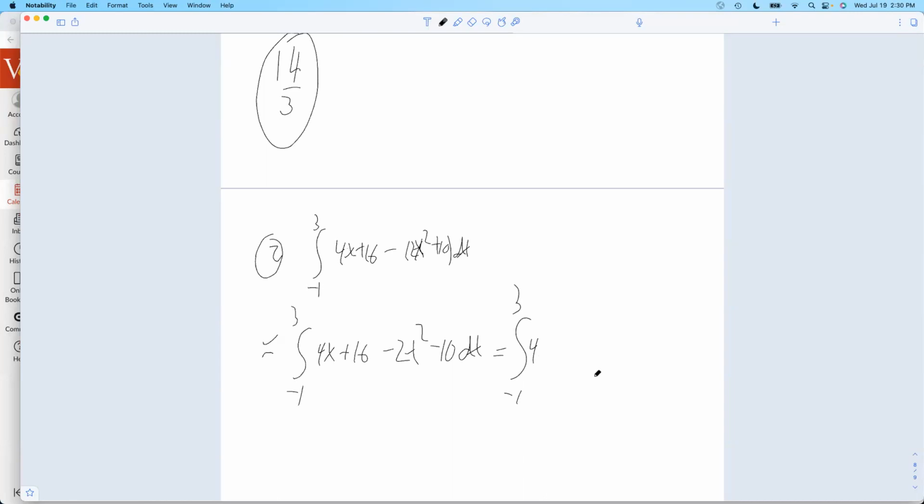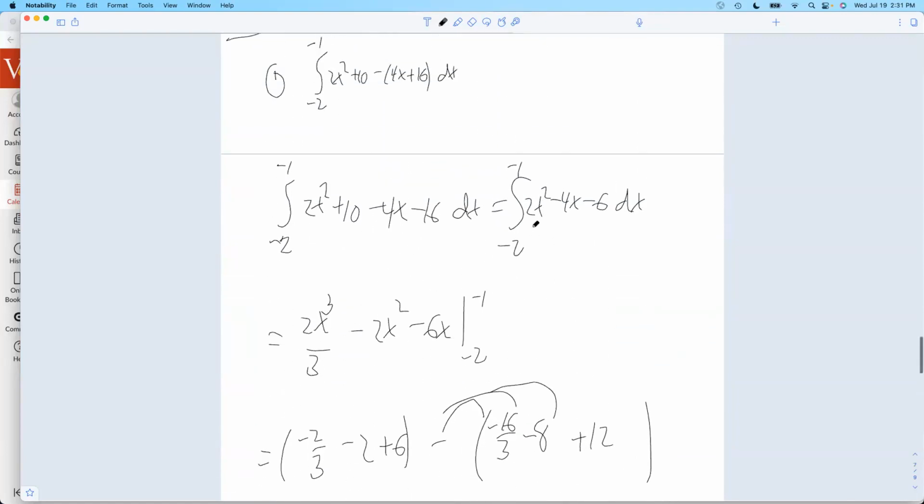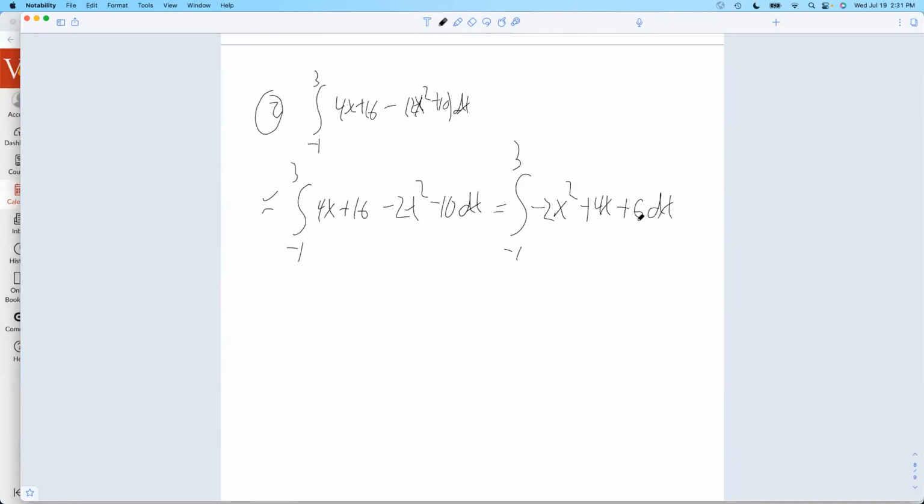Oh, here, let's put this in descending order: -2x squared plus 4x plus 6 dx. I should get exactly the same thing I got before, only opposite now. So I had 2 minus 4 minus 6. Now I've got -2 plus 4 plus 6. Okay. So this will be -2x cubed over 3 plus 2x squared plus 6x, evaluated from -1 to 3.